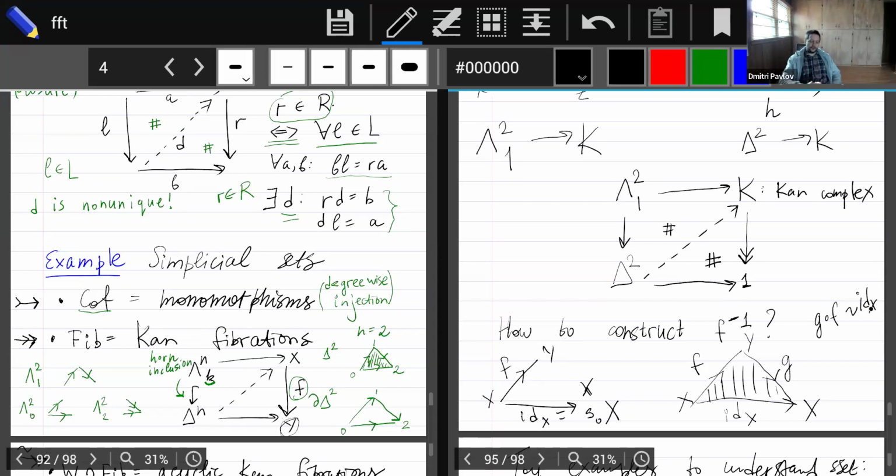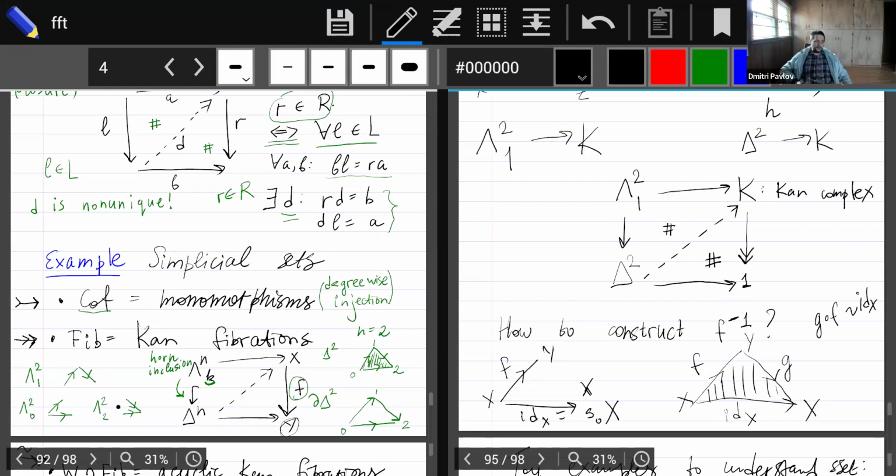And of course, the right inverse is constructed using the other horn. So any morphism F has a left inverse and a right inverse, and you can easily prove that these two inverses are homotopic to each other. So the intuitive meaning of Kan conditions is that the horn lifting conditions are the conditions that guarantee existence of compositions and inverses.